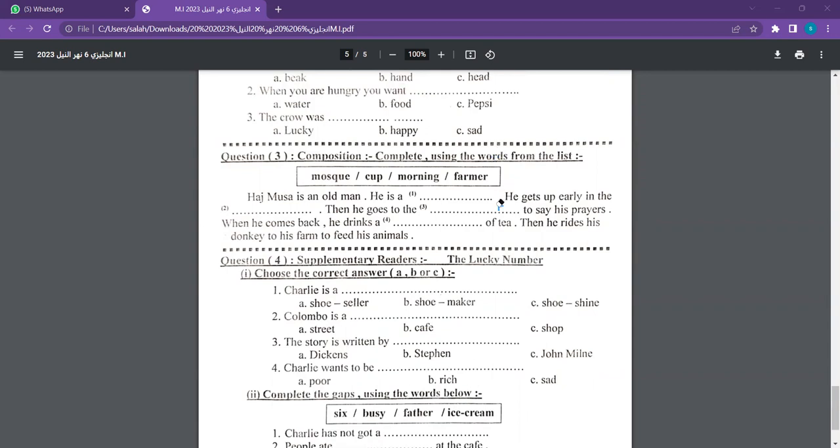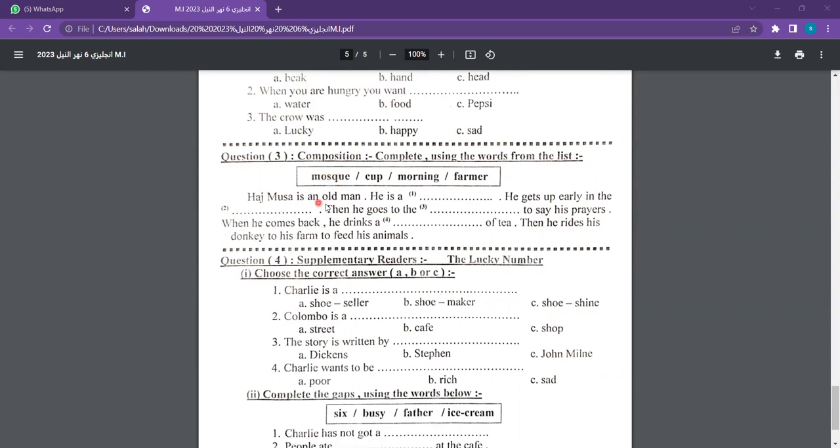Okay, question three. In question three, this is a composition. Complete using the words from the list. Okay? So in the composition, we will put the word from here. We will put it in our topic.